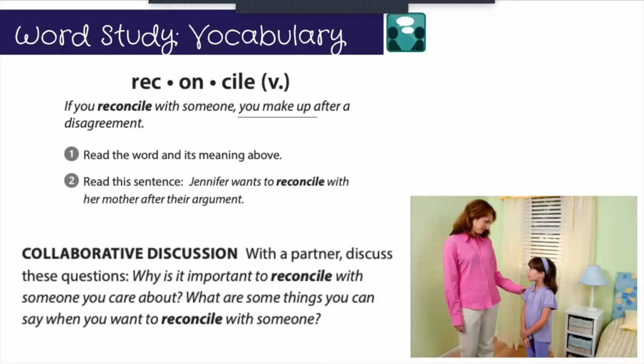Why is it important to reconcile with someone you care about? What are some things you can say when you want to reconcile with someone? That's something to think about for tomorrow. Go ahead and pause. And when you're ready to continue, hit play.